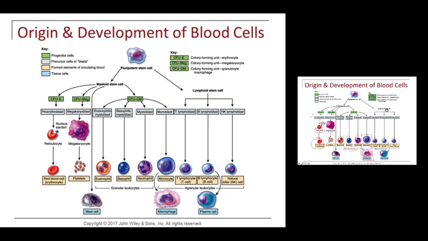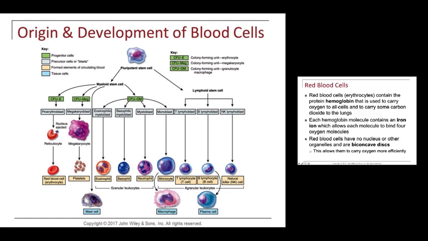And then we have lymphoid stem cells that will differentiate into a T lymphoblast, which becomes your T lymphocyte, your B lymphoblast, which becomes your B lymphocyte, and then your NK lymphoblast, which becomes your natural killer cell, your NK cell. Notice that your T cells and B cells and natural killer cells come from lymphoid stem cells, whereas all the other formed cells, your RBCs, platelets, basophils, eosinophils, neutrophils, and monocytes, these come from myeloid stem cells.